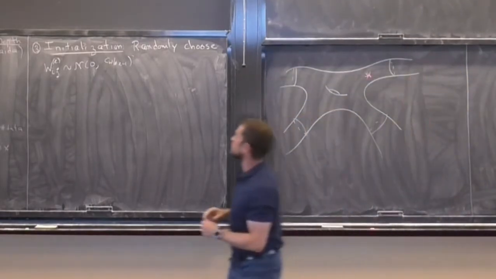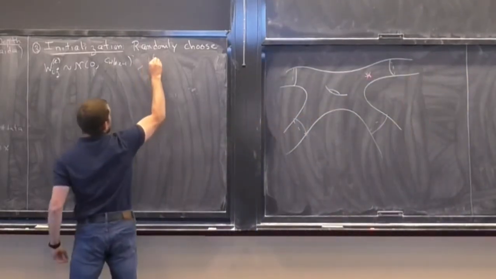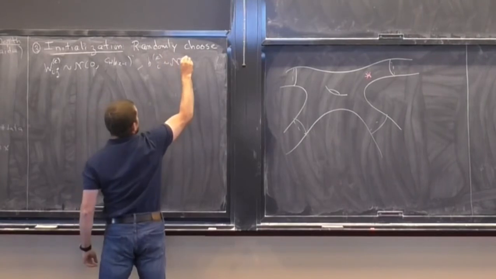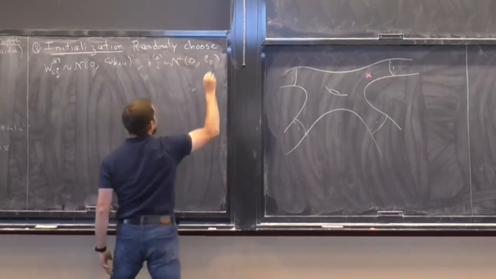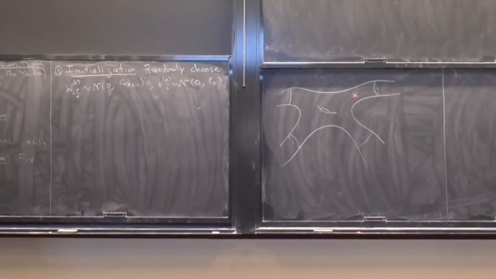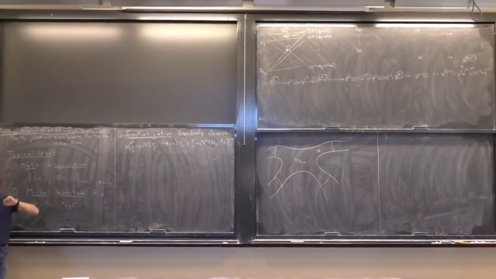Okay, and then similarly you choose the biases, B_l,i, each of them mean 0, variance C_b, Gaussian. All of them are independent. I'm not writing it, but yeah.